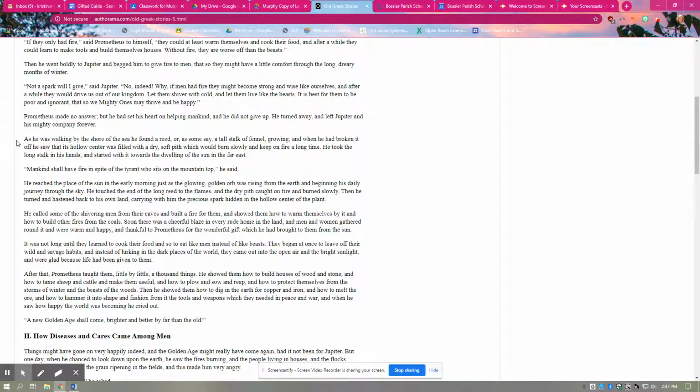After that, Prometheus taught them little by little a thousand things. He showed them how to build houses of wood and stone, and how to tame sheep and cattle and make them useful, and how to plow and sow and reap, and how to protect themselves from the storms of winter and the beasts of the woods. Then he showed them how to dig in the earth for copper and iron, and how to melt the ore, and how to hammer it into shape and fashion from it the tools and weapons which they needed in peace and war. And when he saw how happy the world was becoming, he cried out, "A new golden age shall come, brighter and better by far than the old."